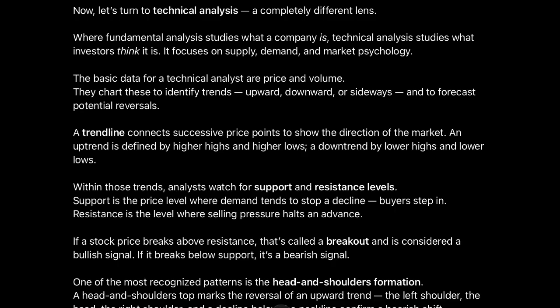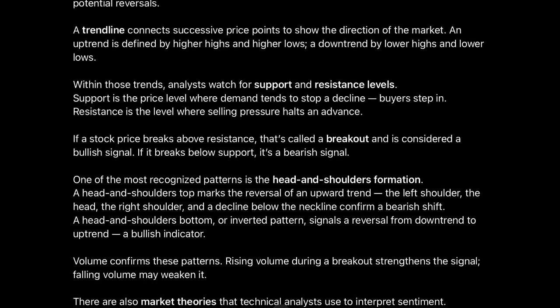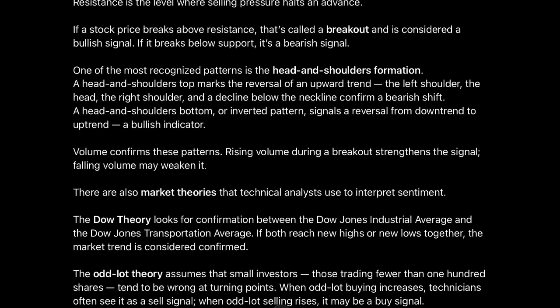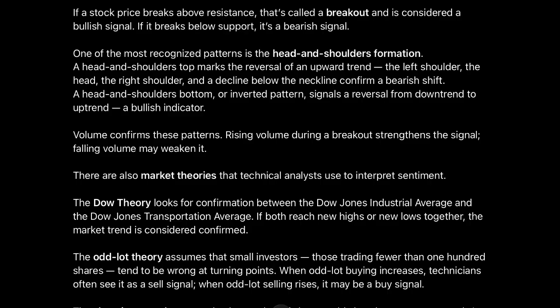A trend line connects successive price points to show the direction of the market. An uptrend is defined by higher highs and higher lows, a downtrend by lower highs and lower lows. Within those trends, analysts watch for support and resistance levels. Support is the price level where demand tends to stop a decline. Buyers step in. Resistance is the level where selling pressure halts an advance. If a stock price breaks above resistance, that's called a breakout and is considered a bullish signal. If it breaks below support, it's a bearish signal.